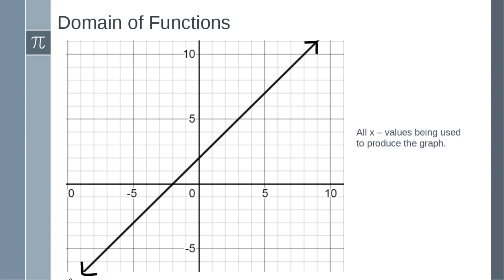So what this means is that the x values used on this graph are all the values, right? So it's from negative infinity to positive infinity. Again, we read graphs from left to right, so it's going forever to the left and forever to the right. So the domain for this function is all real numbers.